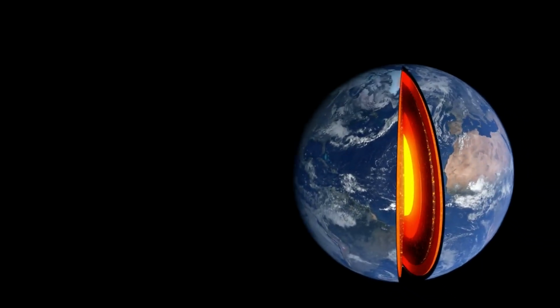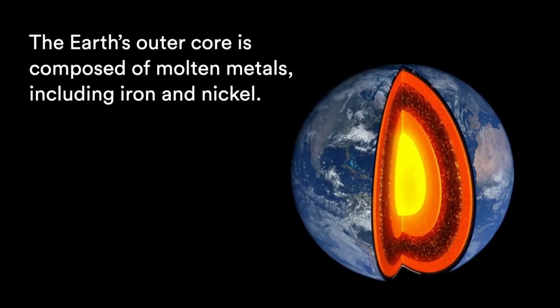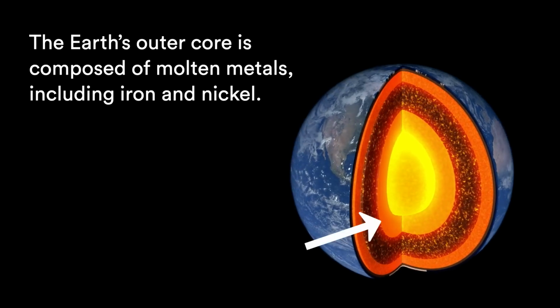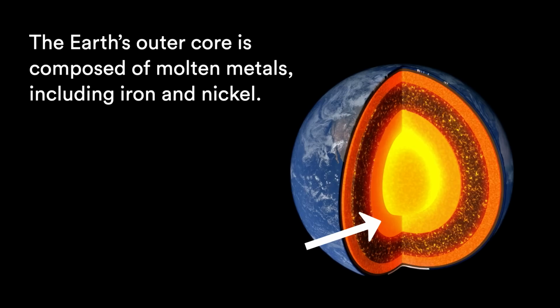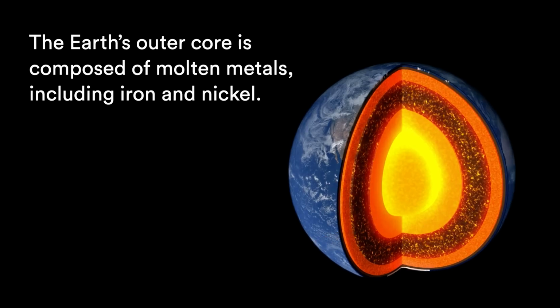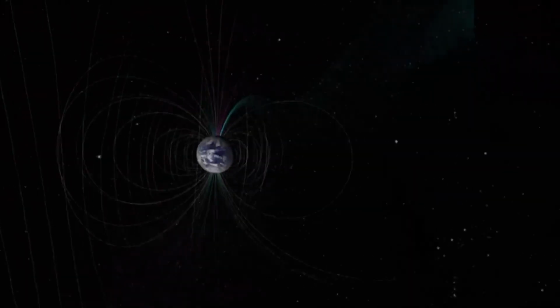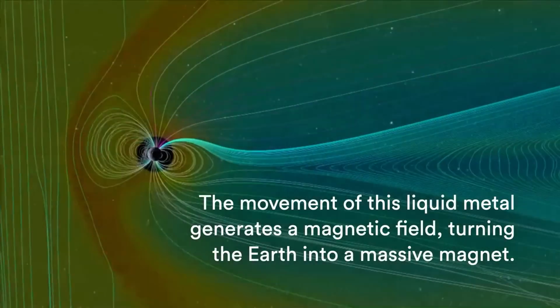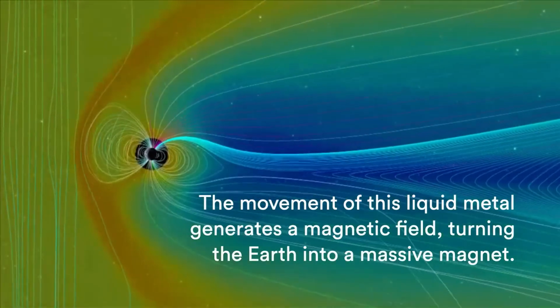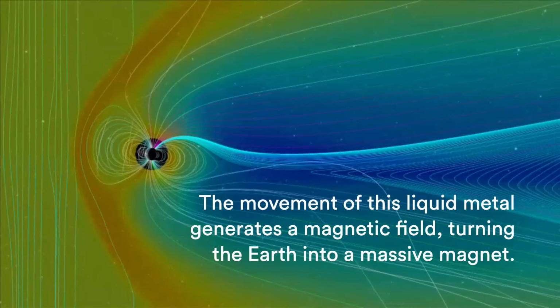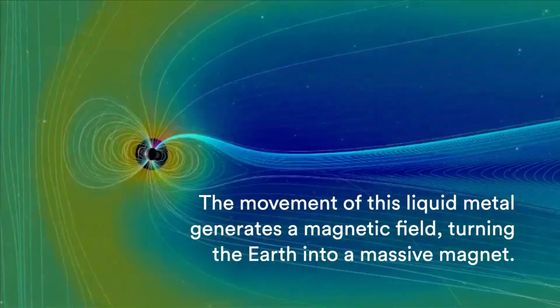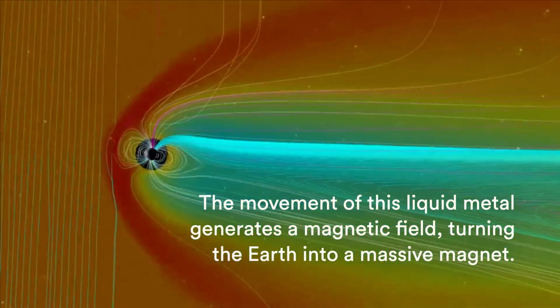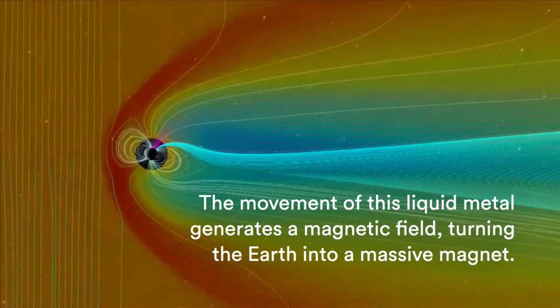In case you were unaware, the inside of the Earth is made up of different layers, and one of those layers, the outer core, shown here in orange, is composed of molten metals, including iron and nickel. Now, those molten liquid metals are not sitting still, but rather they are flowing around the inner core, and the movement of that liquid metal generates a magnetic field, which essentially turns the Earth into one gigantic magnet.